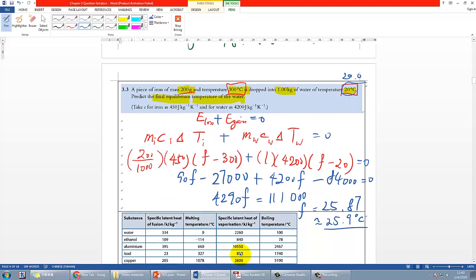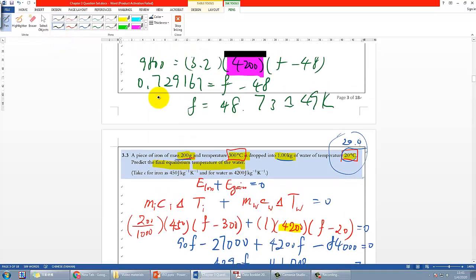That actually makes sense because it is between 300 and 20, and it should be closer to the temperature of water, which is 20 degrees Celsius. First of all, water has a greater mass than iron in this case. Second, the specific heat capacity is higher. You can imagine water as a bucket with a greater volume. This is an analogy.